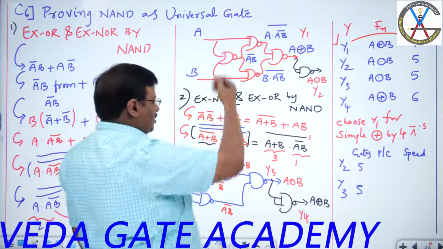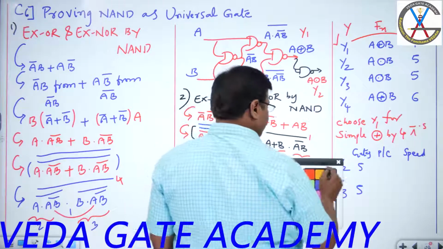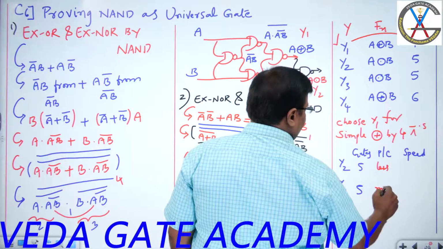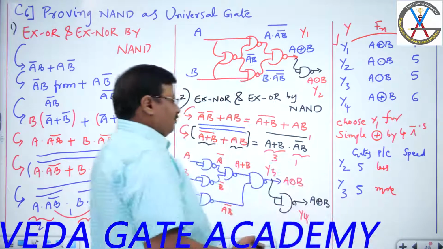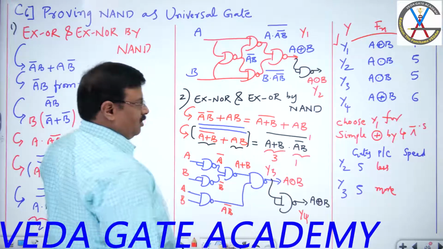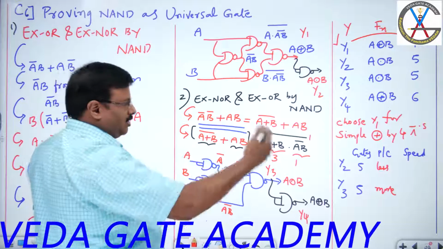Ultimately, power consumption is less here, more here. So Y2 has less power consumption, and Y3 has more power consumption. So, if you want a low power exclusive OR, choose Y2. If you want a faster exclusive OR, choose Y3. That is how the deviation is.